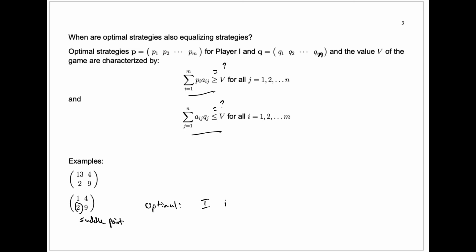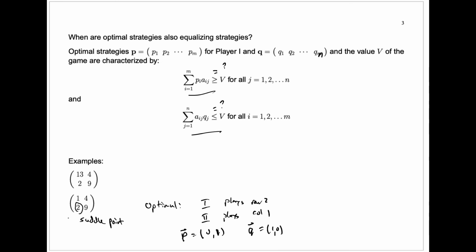Player 1 plays row 2, and player 2 plays column 1. In other words, our optimal vector P is just 0, 1, I should say, playing row 1 with probability 0, row 2 with probability 1. And our optimal strategy Q for player 2 is 1, 0, playing column 1 with probability 1 and column 2 with probability 0. And it's clear that when both players play this, the value of the game is exactly 2.